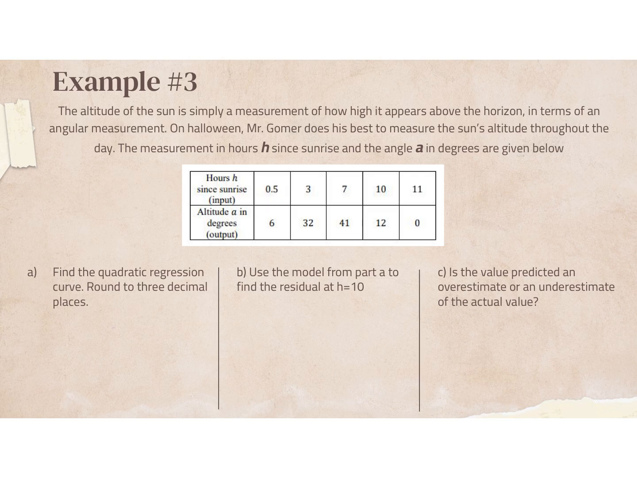In example 3, you're going to have another opportunity to create your own regression model. It says the altitude of the sun is simply a measurement of how high it appears above the horizon in terms of an angular measurement. On Halloween, Mr. Gomer does his best to measure the sun's altitude throughout the day. The measurement in hours H since sunrise and the angle A in degrees are given below. So we have our input in hours and our output in that angular measurement of altitude.